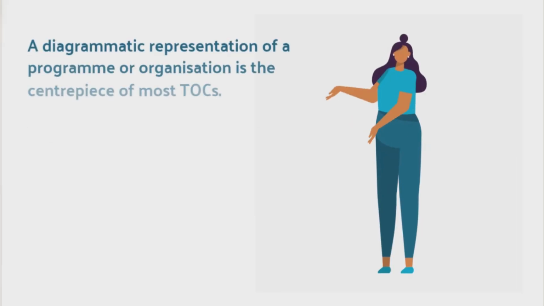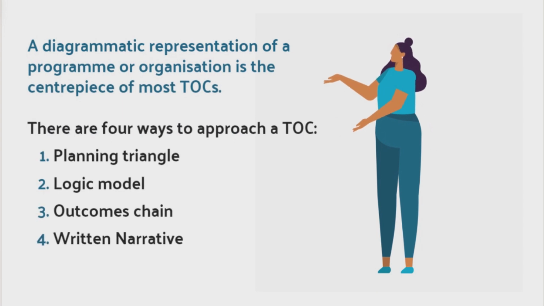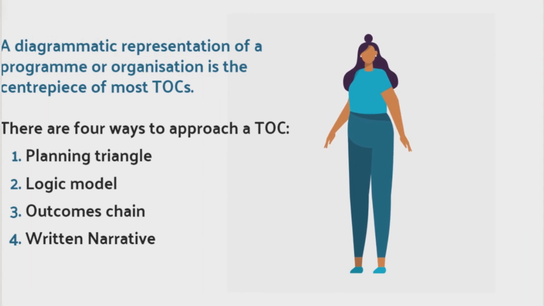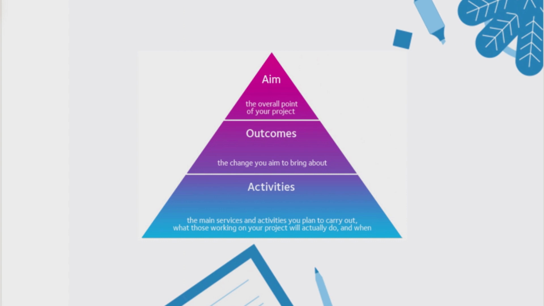A diagrammatic representation of a program or organization is the centerpiece of most TOCs. There are many different ways of representing a TOC, and these can be quite simple, like a planning triangle, or more complex, like a written narrative. The first is a planning triangle that shows the link between activities, intermediate outcomes, and the final goal or outcome.